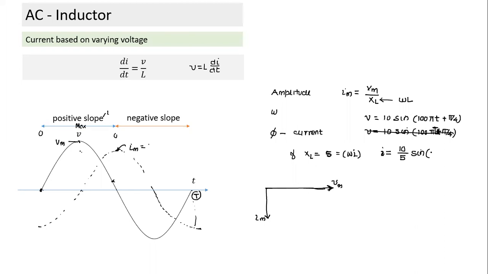What is the omega here? How much omega should I write here? Same, sir. Same as before, 100 pi. Now I have to write the phase constant here. This phase constant was pi by 4. What should be the phase constant here? Should I write pi by 4 or something else?